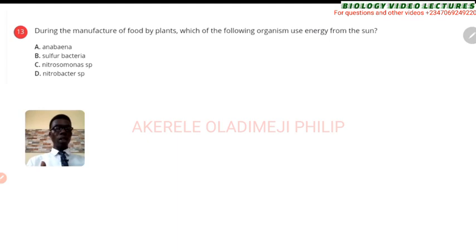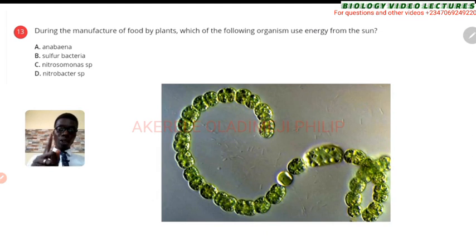It is used in nitrogen fixation, and it carries out photosynthesis. But these other ones are purely chemosynthetic. They don't photosynthesize. All right, that's why. So don't forget that Anabaena is also chemosynthetic, but it can equally photosynthesize too. Please don't forget that. It is a nitrogen fixing bacteria, and it is a cyanobacteria. I mean, it is an algae that can also photosynthesize, so to say.